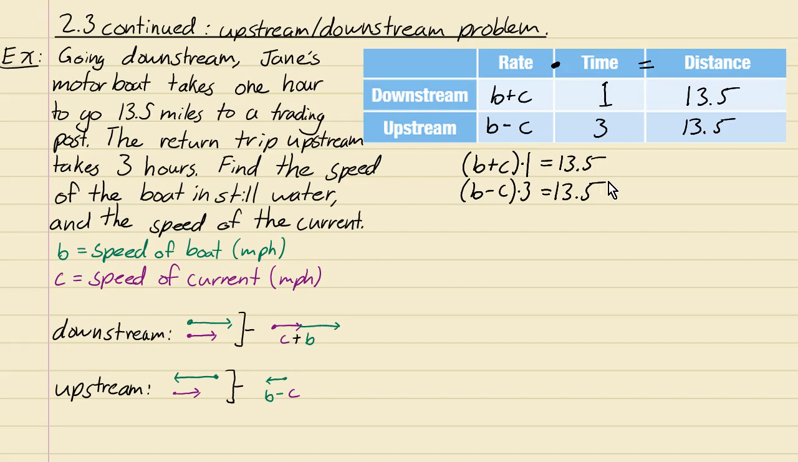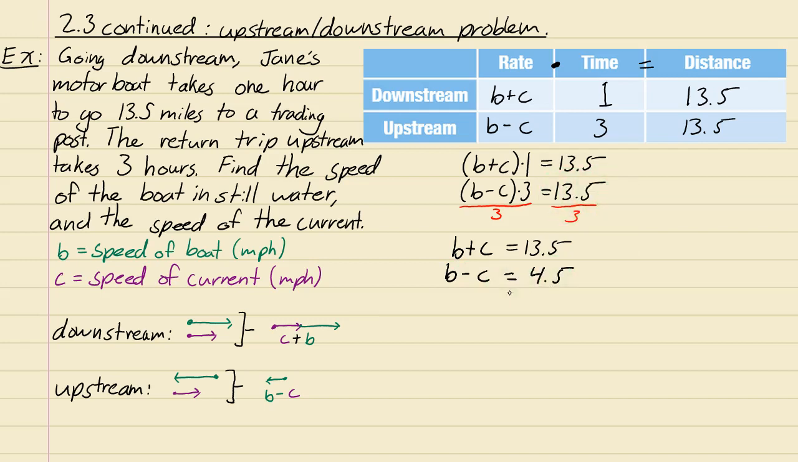I'm going to choose to use elimination for this one because I notice the first one just comes out to b plus c times 1, which is just b plus c. The second one, once you distribute the 3 in there, it's going to be 3b minus 3c, but you don't have to do that because you could just divide both sides by 3. Multiplying by 3 and dividing by 3 cancel each other out, so that makes the second equation look like this, because 13.5 divided by 3 comes out to be 4.5.